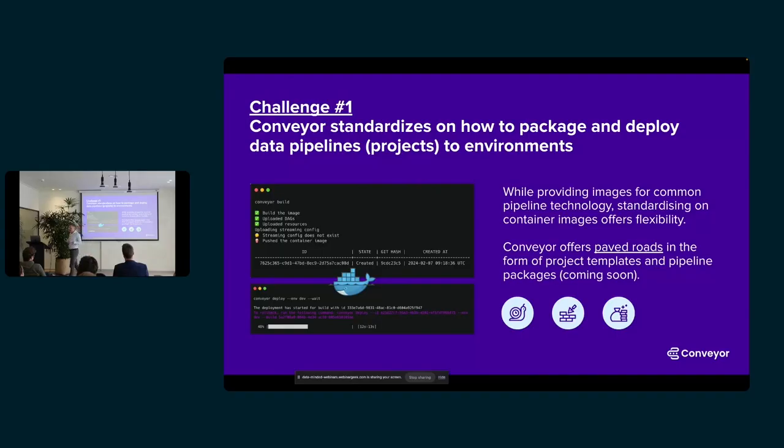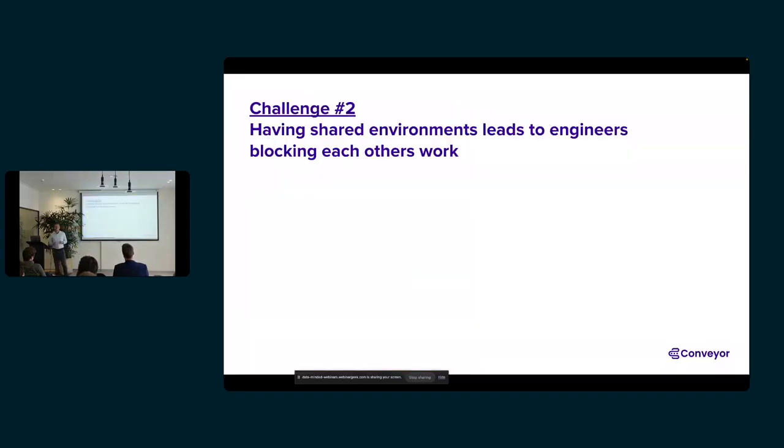So that's one challenge. What's another one? This is something we've seen, and I don't know if it's typical for the data space: we often have a lot of shared environments. Think about one database with multiple teams working on it. We have one Hadoop cluster in the old days, everybody working on that. We have one workflow manager and all teams deploying to that single workflow manager.